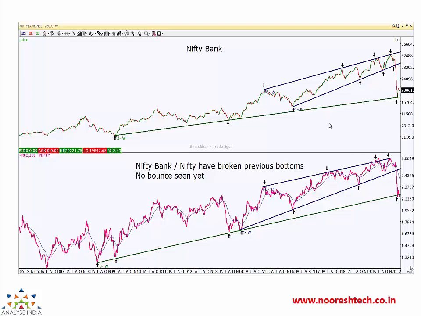Now, coming to this date, you can see that Bank Nifty made a new high after crossing the previous high. However, the ratio chart did not make a new high, and it just retested the previous high, which signifies a negative divergence on a ratio chart. You can see what happened after that.